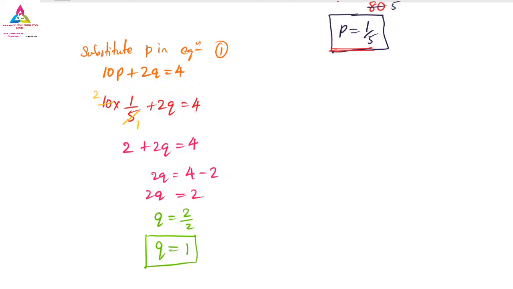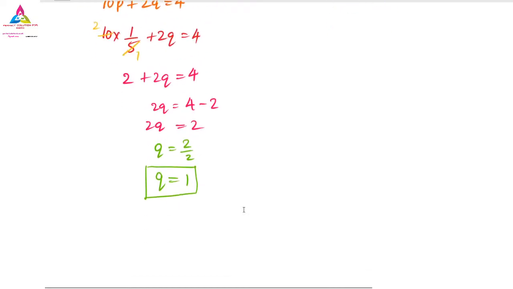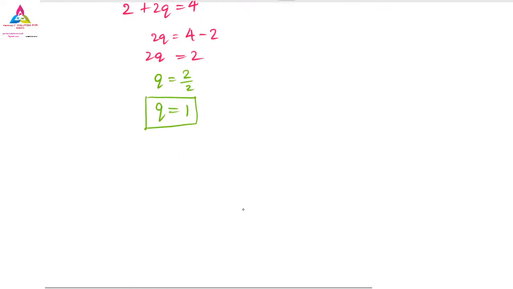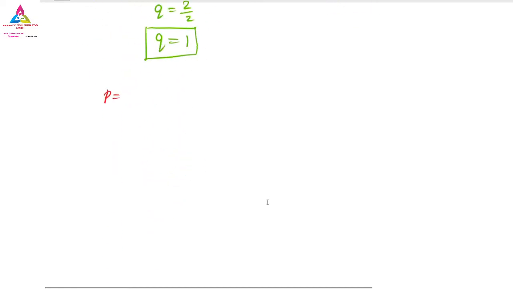Once you have found both the values of p and q, you can find the x and y values, that is x plus y. What is the p value, substitute that, and what is the q value, substitute that. So let us write down p and q here. The p value we found as 1 by 5, and similarly we have found the q value as 1. I have written them separately because we have to find the next one.